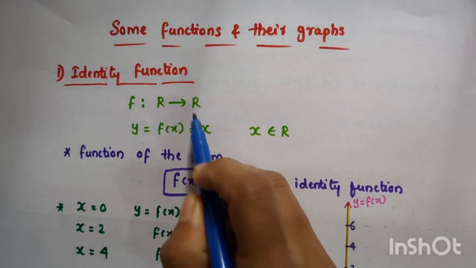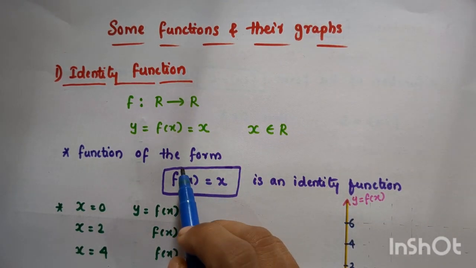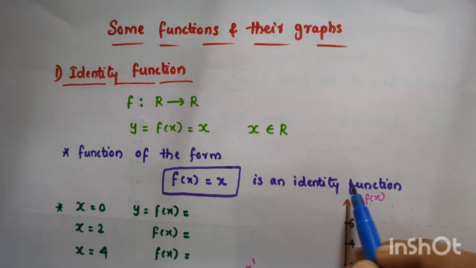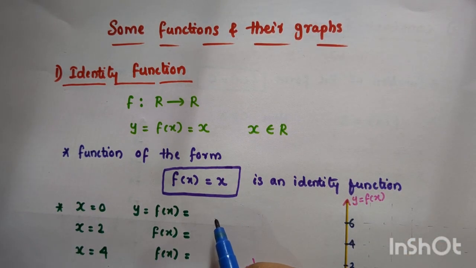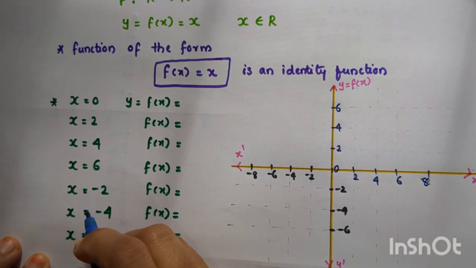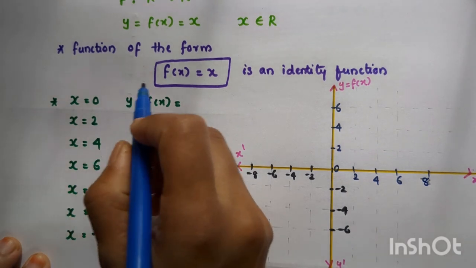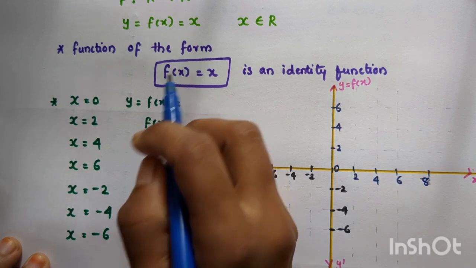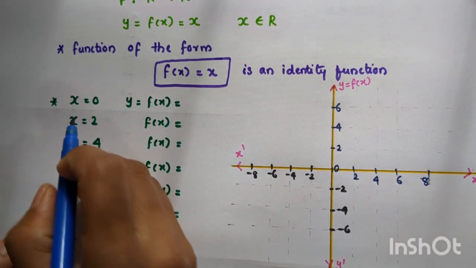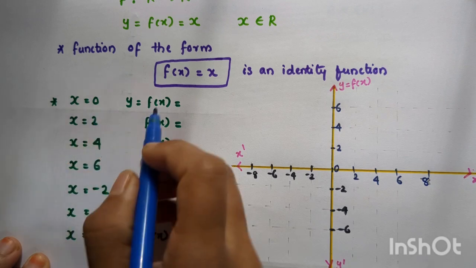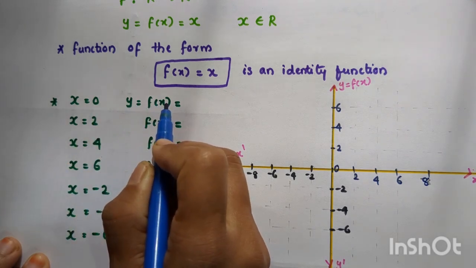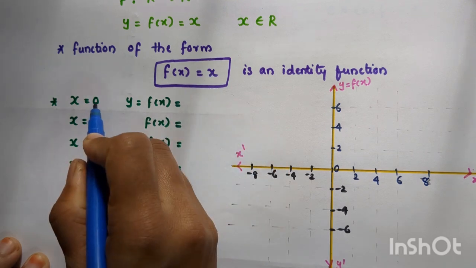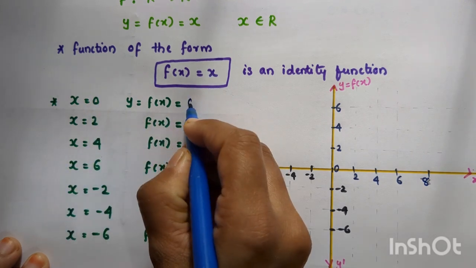Don't worry about this definition, just see this. The functions which are of the form f(x) = x, that is an identity function. The function which is of this form is actually called an identity function. That is, when we put x equal to 0, what about the y value? y means function of x, which is f(x). That will be equal to what? f(x) is actually x. So, in the place of x, you have to substitute 0. So, this will be 0.